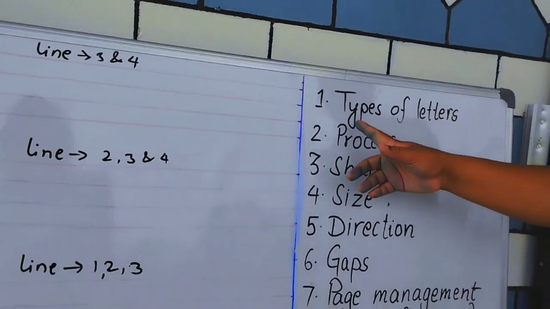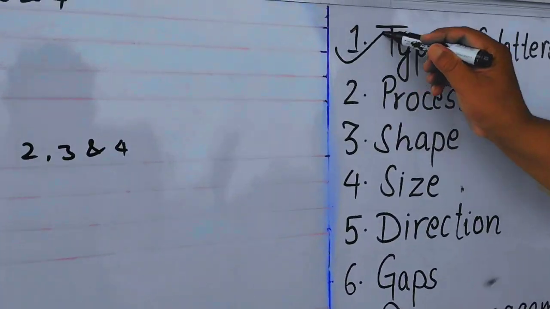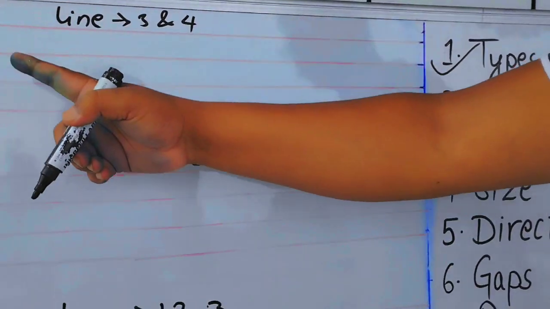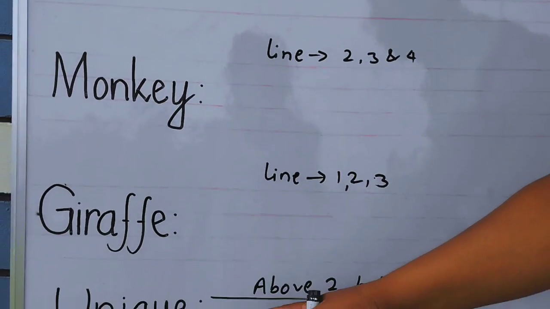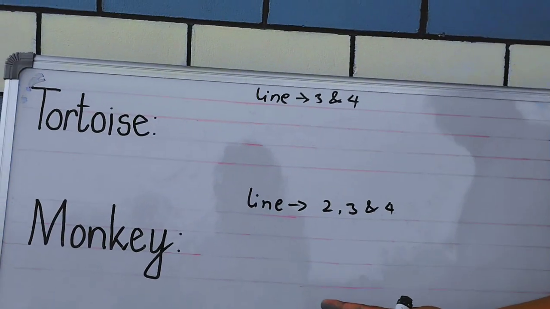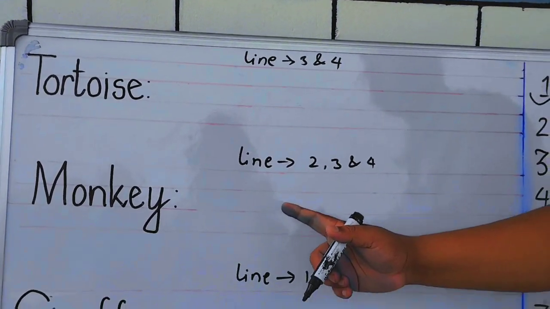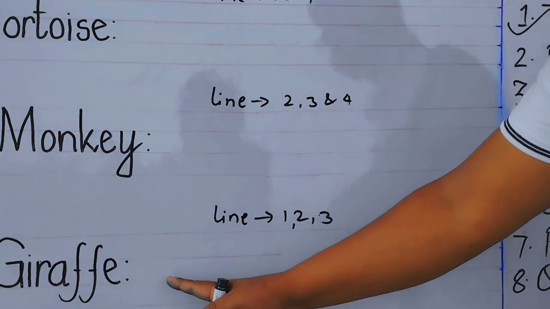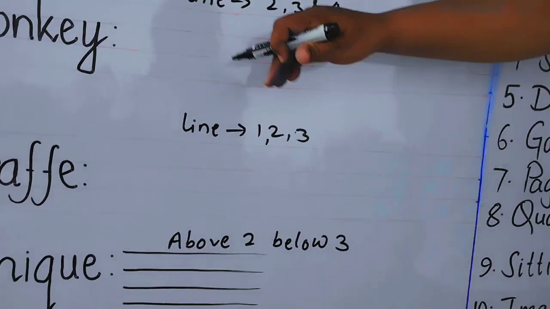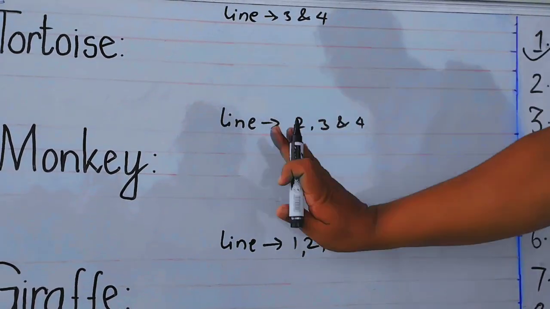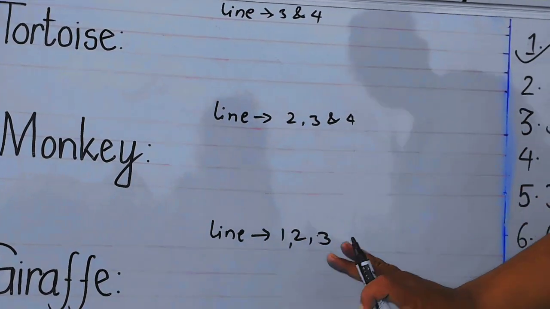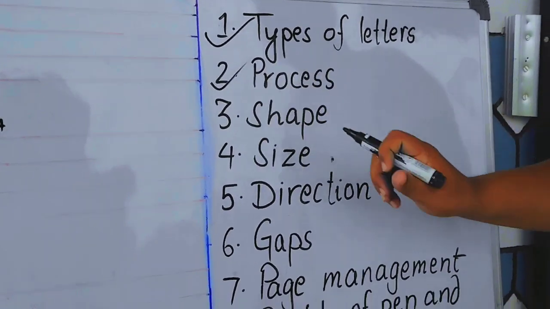Number one is types of letters. You have to maintain the types of letters. I have written 4 types of letters here. This is what I train my students, this is how I train my colleagues: torus letters, monkey letters, giraffe letters, and unique letters. If you maintain these 4 types in an accurate manner, you don't need to be worried about your handwriting.